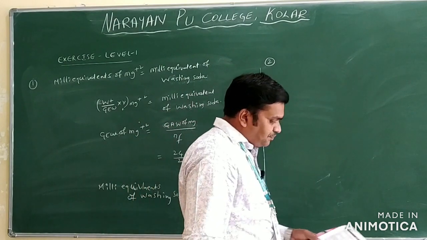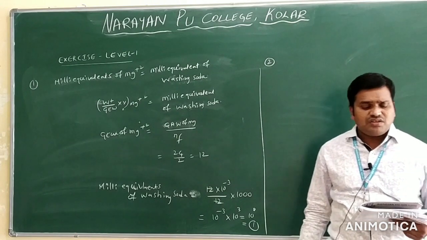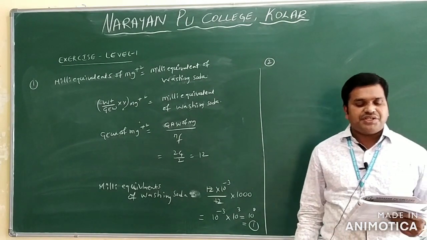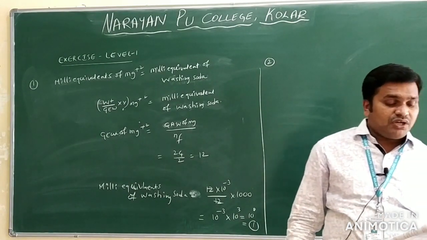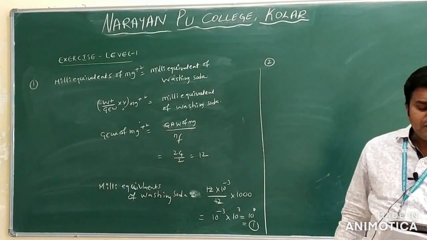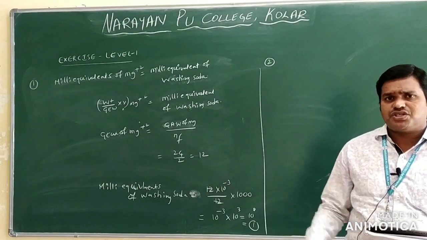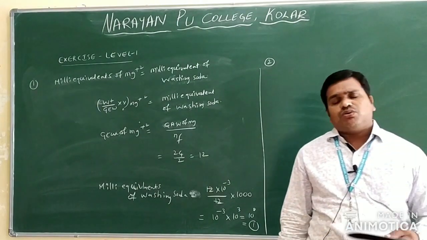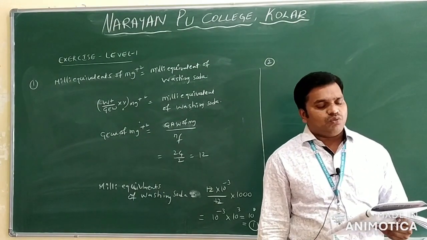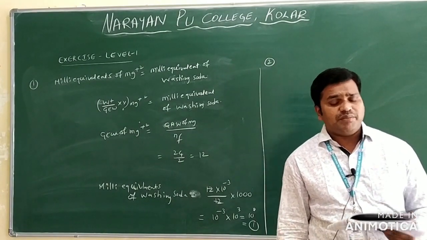See the next question. In the standardization of sodium thiosulfate, Na2S2O3, using potassium dichromate by iodometry, they are asking for the equivalent weight of Na2S2O3. Since you don't yet know the word titration, in the coming days in the laboratory you will easily identify what titration is, what you take in the burette and what you take in the pipette, and how you perform the titration.